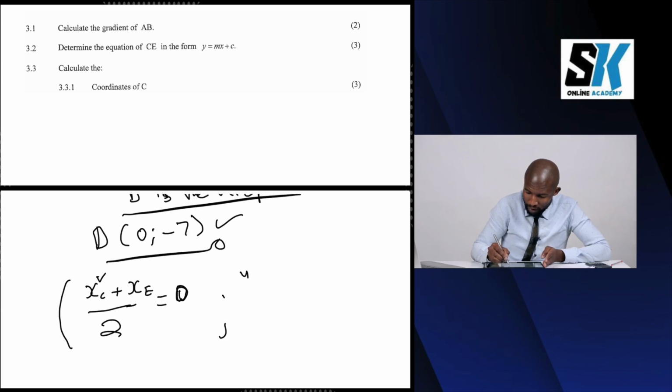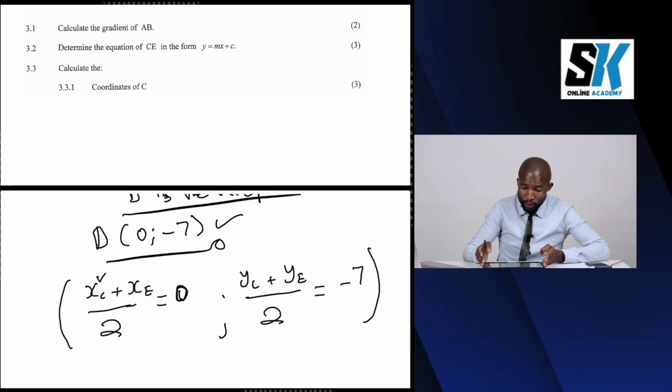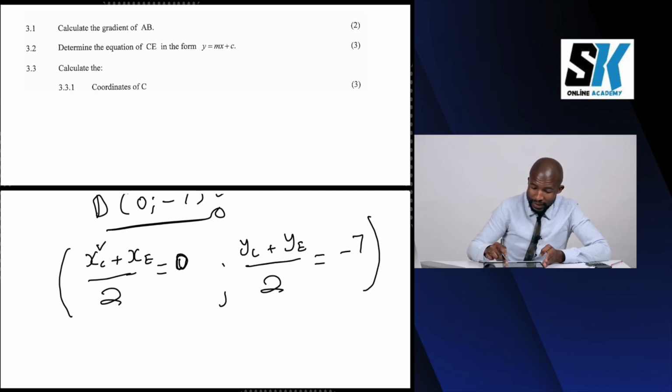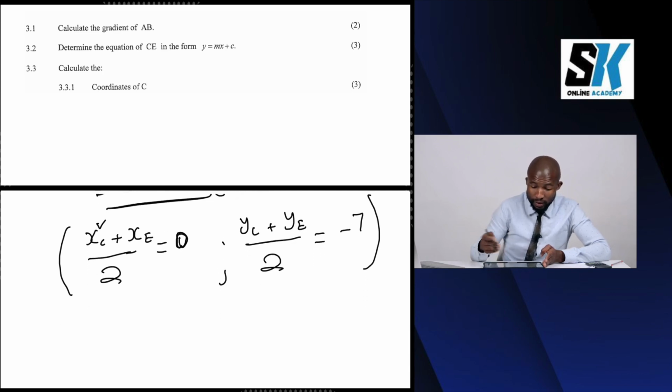So we're going to say the y of C plus the y of E, all divided by 2, has to be equal to, remember the midpoint is the coordinate of D, which is negative 7. So that is how you would do that question. Now we're going to calculate them individually. We're going to get X first, and then we're going to get Y on the second side.